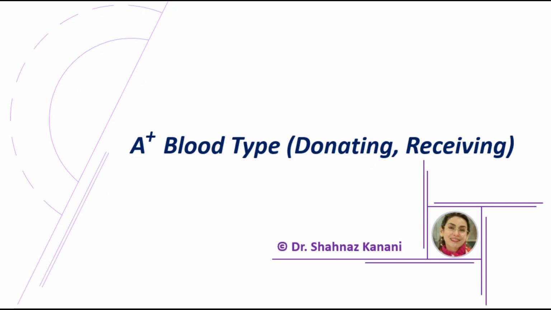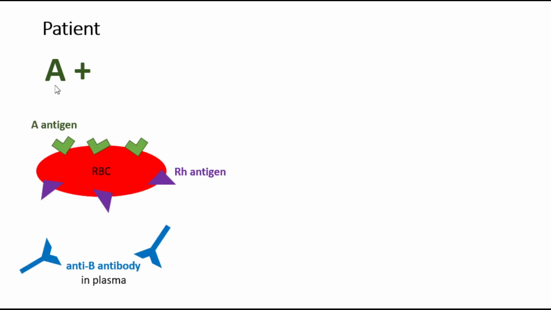In this video, I will explain donating and receiving A positive blood type. Let's first start with a patient who has A positive blood type. This simply means that the patient has A antigen on the membrane of the red blood cell, and positive means that the patient also has Rh factor on the red blood cell membrane.